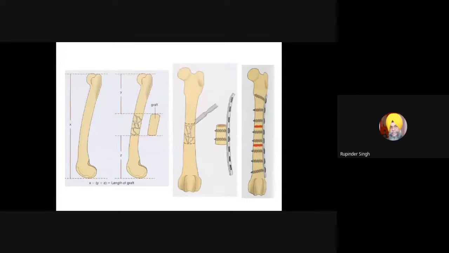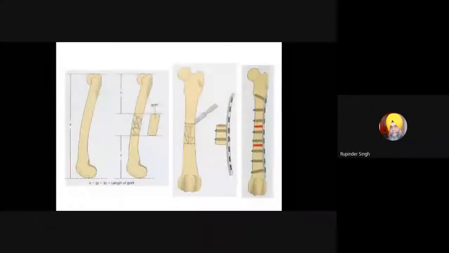Similarly, this is an example of how we will use this. This was a comminuted fracture, a very complex structure. We have cut the bone, then we have discarded all these damaged bone pieces. Okay, but grafts are available commercially. They are available in the market.